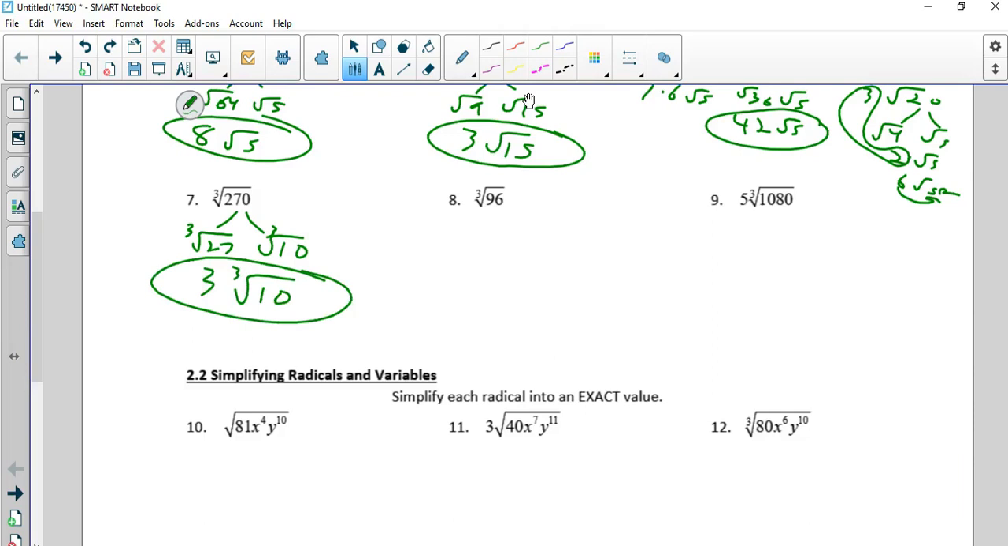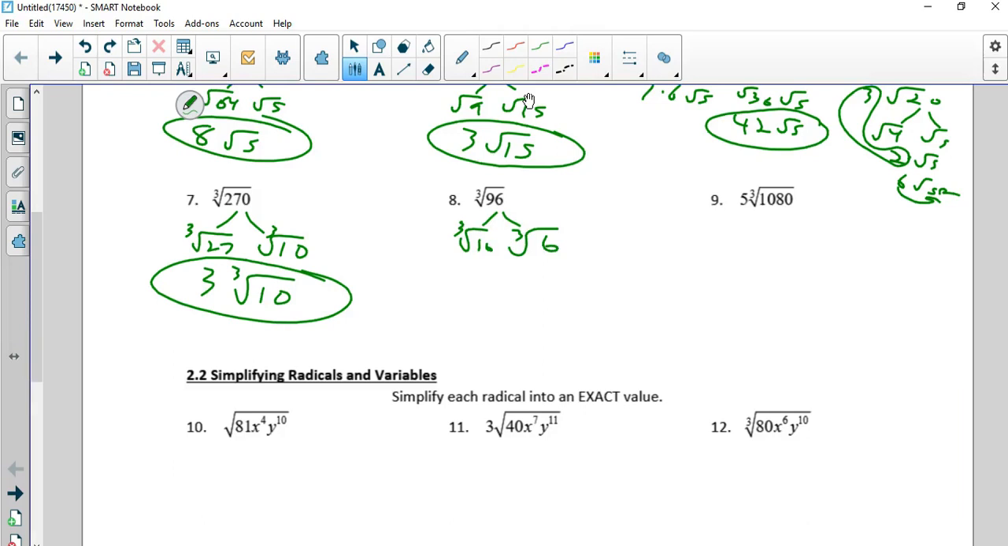That's it. 96. Well, obviously 81, 64, 49 doesn't go in. 36, probably not. We can check. 96 divided by 36, decimal. 25, obviously not going to go in. 96 divided by 16, 6. So it's the cube root of 16 times the cube root of 6. Keep the radical and keep the index number.